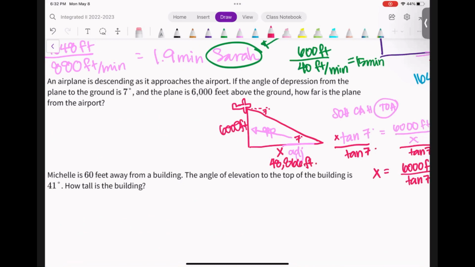If it's 6,000 feet in the air, you probably need a lot of distance if you're only going down at a degree of 7 degrees. You don't want to go down too much. Might get people really sick. I'd probably convert that to miles just because no one ever says I'm 48,866 feet away from you. They really would talk about it in miles. But I'm just going to leave it right there.